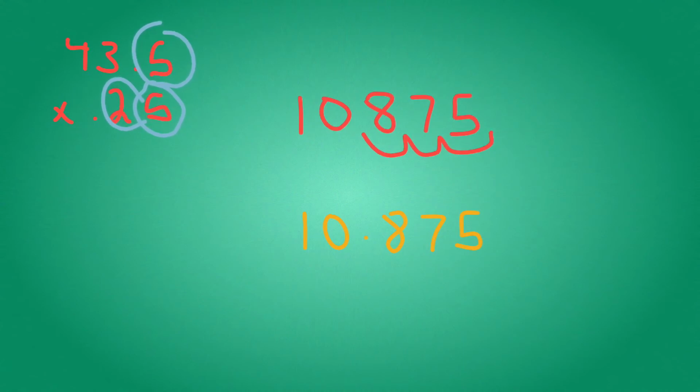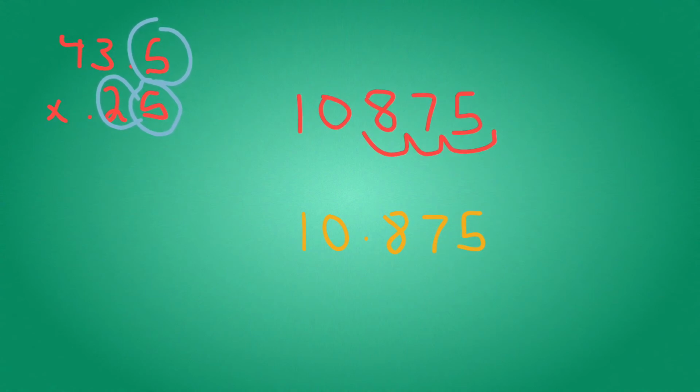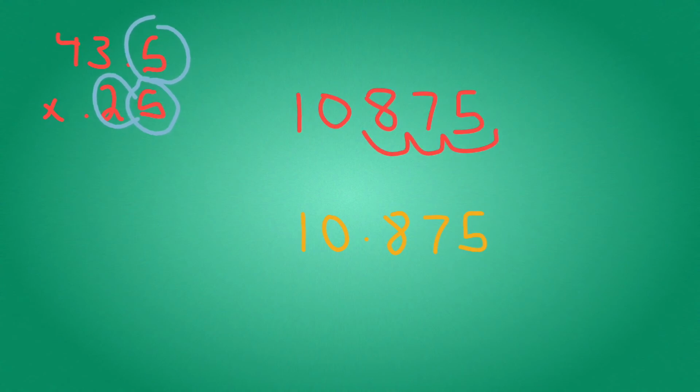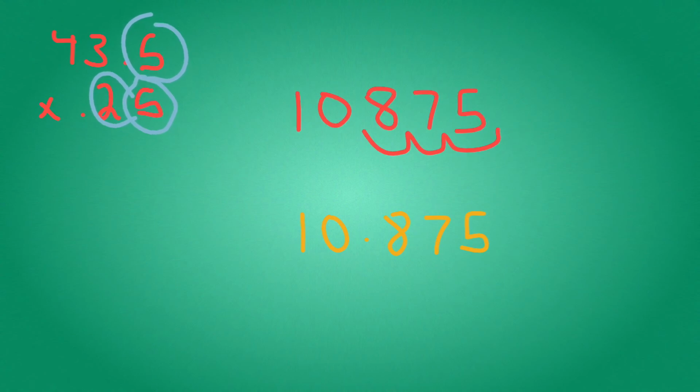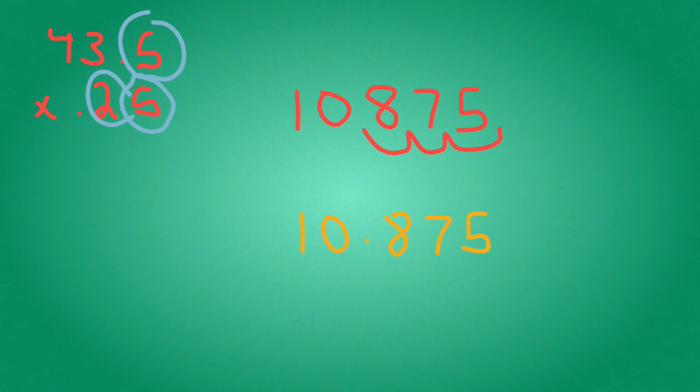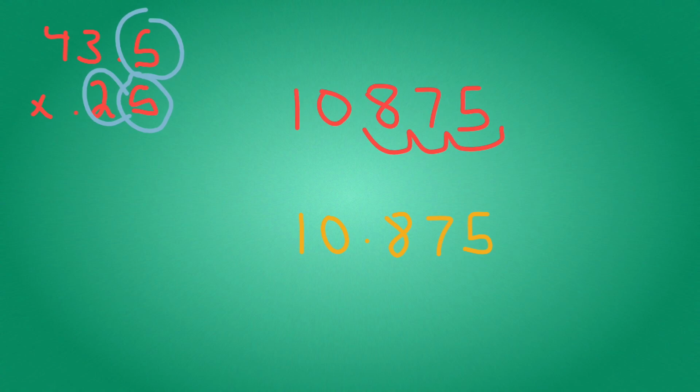Now, a lot of kids make a mistake and they start on the left and they move to the right. Don't do that, don't do that. Do it just like I've done here in the red. Place your decimal at the end and then move your decimal however many places to the left. And like I said, in my problem, I'm moving it 3 places to the left. So my answer for this problem is 10 and 875 thousandths, or 10.875.